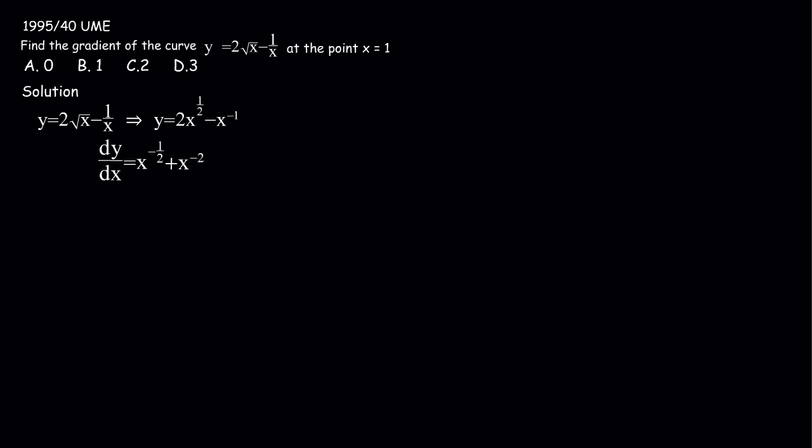Then differentiating minus x to the power of minus 1 gives plus x to the power of minus 2. So our dy over dx is equal to x to the power of minus 1 over 2 plus x to the power of minus 2. Now removing the indices and simplifying, it will be equal to 1 divided by root x plus 1 divided by x squared, which is our gradient. Now at the point where x is equal to 1, we substitute 1 to get 1 divided by root 1 plus 1 divided by 1 squared, which is equal to 1 divided by 1 plus 1 divided by 1, which is equal to 2. The correct option is C.